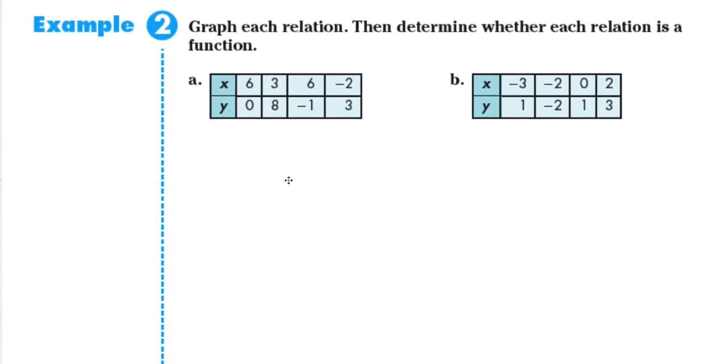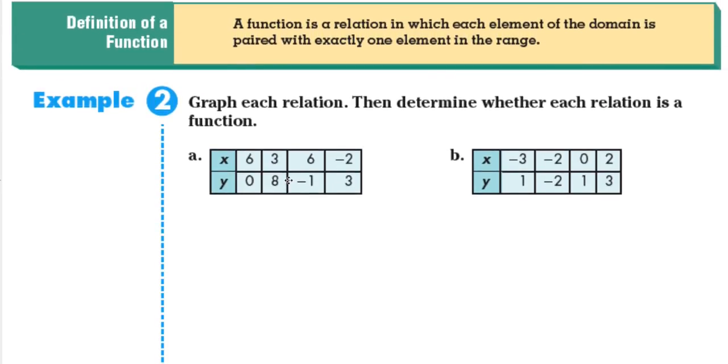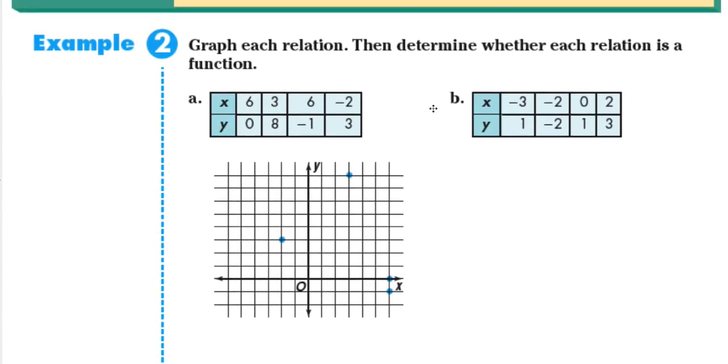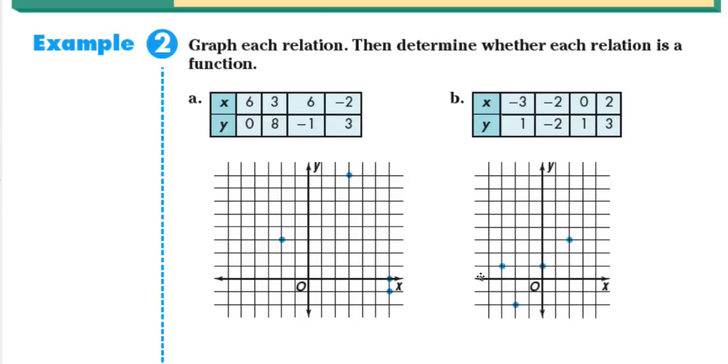Let's take a look at example 2 and see how that definition works. It says here, graph each relation, then determine whether each relation is a function. So if we graph these ordered pairs (6, 0), (3, 8), (6, -1), and (-2, 3), this is what we're going to come up with. And if we graph this relation right here, this is what we're going to get. Now, what do you notice about letter A?